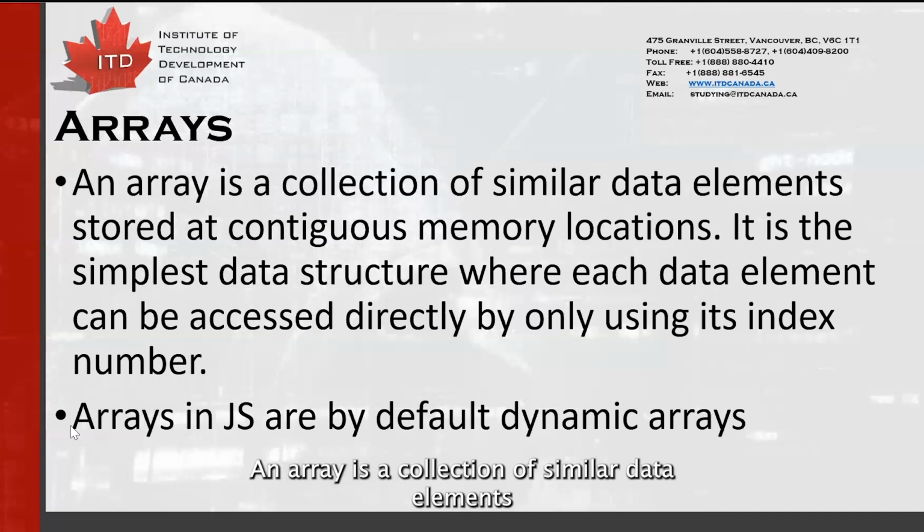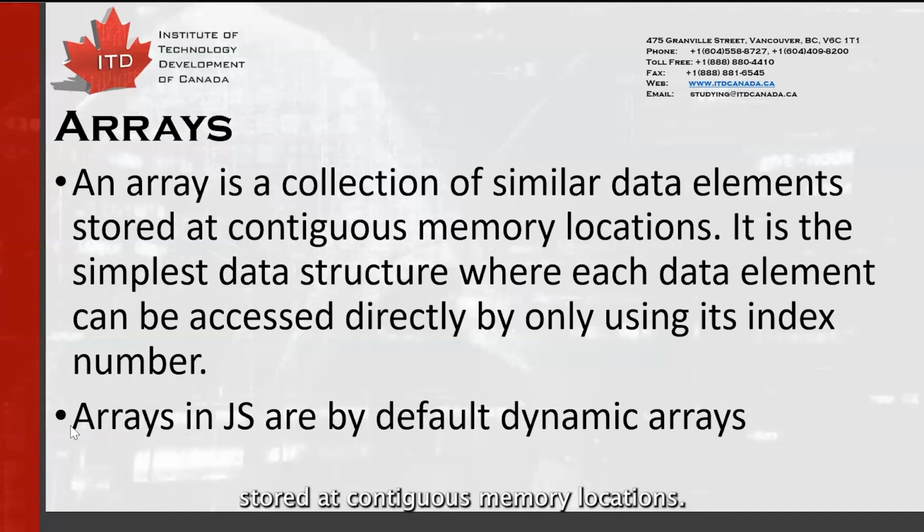An array is a collection of similar data elements stored at contiguous memory locations. Now, what does that mean? As we went over, a collection of similar things, and our things in programming are data elements or data types. This can be strings, integers, images, any host of data that we may want to store in an array.